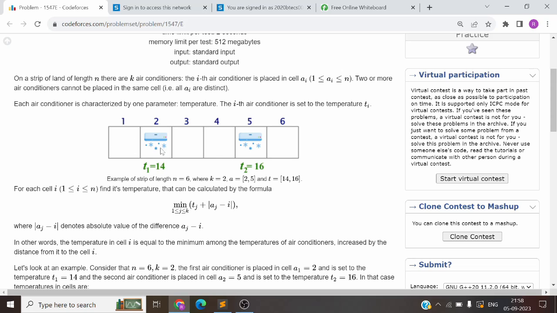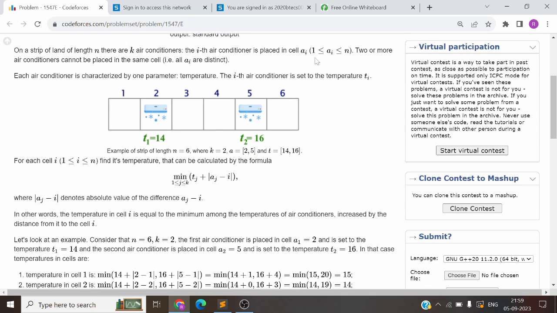Suppose here the temperature is 14 and the distance between the second and first cell is 1. So at the first cell you can say the temperature is 15. And from the fifth cell, if we check, here the temperature is 16, here it will be 17, here 18, here 19, and here 20. So at the first cell, comparing the second and fifth cell, the second cell gives the minimum temperature, that will be 15. Now at the second cell, it will be 14, because the other air conditioner will give a temperature of 19 over here. You can see why 19 comes: 16 plus 3 equals 19.